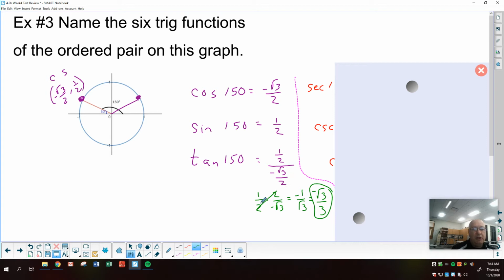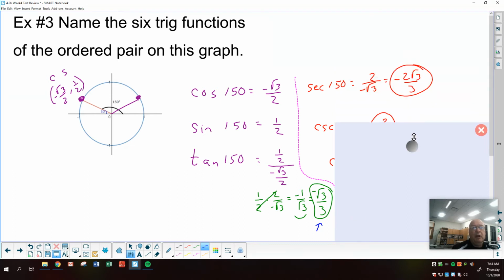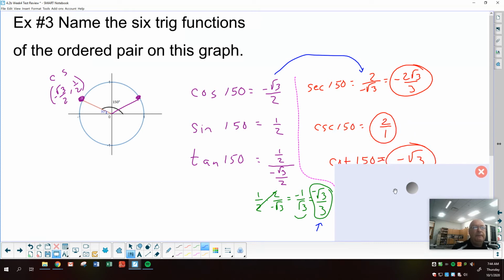And then don't forget to multiply by reciprocal. You end up with this guy. And this guy needs to be rationalized, so then you really end up with that. And as for secant, secant is the reciprocal of cosine. So here's cosine, flip the top and the bottom. So the 2 goes to the top, the negative square root of 3 goes in the bottom, and then rationalize denominators, you get this. Same thing with cosecant.